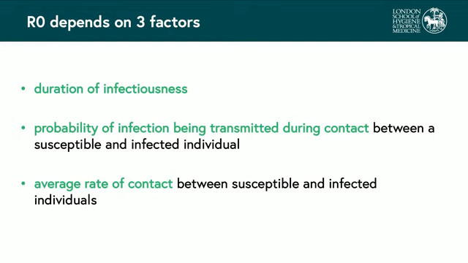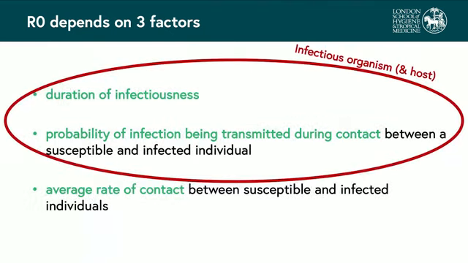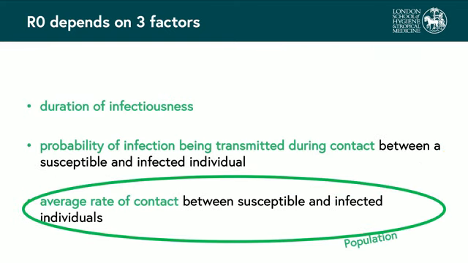R0 depends on 3 factors: how long people with COVID-19 are infectious, the probability of transmission per contact between susceptible and infected individuals, and the average rate of such contacts. How long people with COVID-19 are infectious and the probability of transmission per contact depend on characteristics of the virus and also of the people infected. But the average rate of contact depends on the population, and this varies between populations. Reducing contact is a key target for interventions. So if interventions are successful in reducing contact, R0 can be decreased.